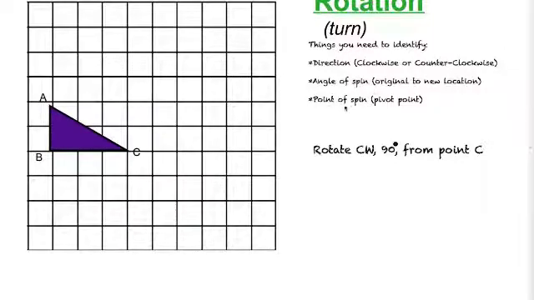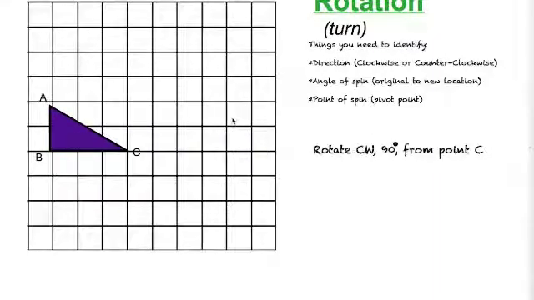Lastly, we want to talk about the point of spin. Where is our pivot point that's remaining the same? Point C, B, point A, or something off the picture completely. We can even talk about the center of the object.